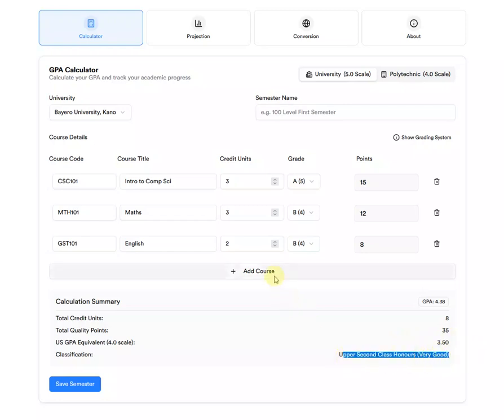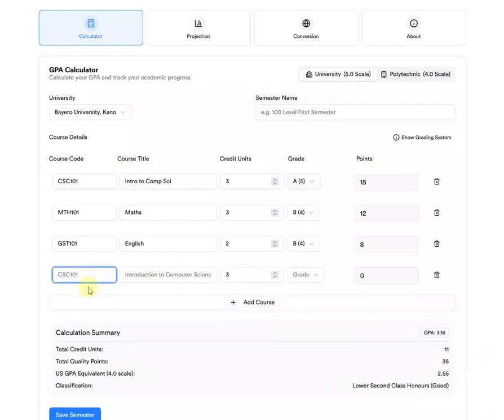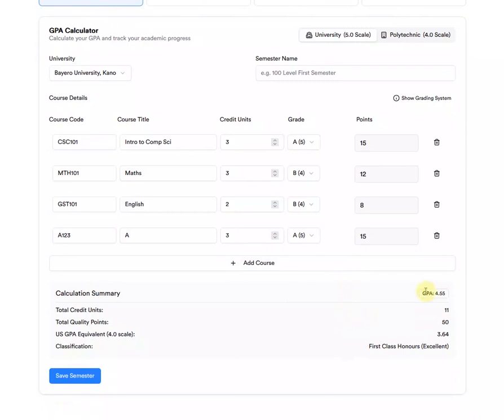Let's say we had another one again, which is, let's say, A112, just a random course, and just say A, right? And then it's 3 units. Let's say we have A in the course. You can see it got boosted. So we end up having a GPA of 4.55, and then the US equivalent is 3.6. And then this is first class.